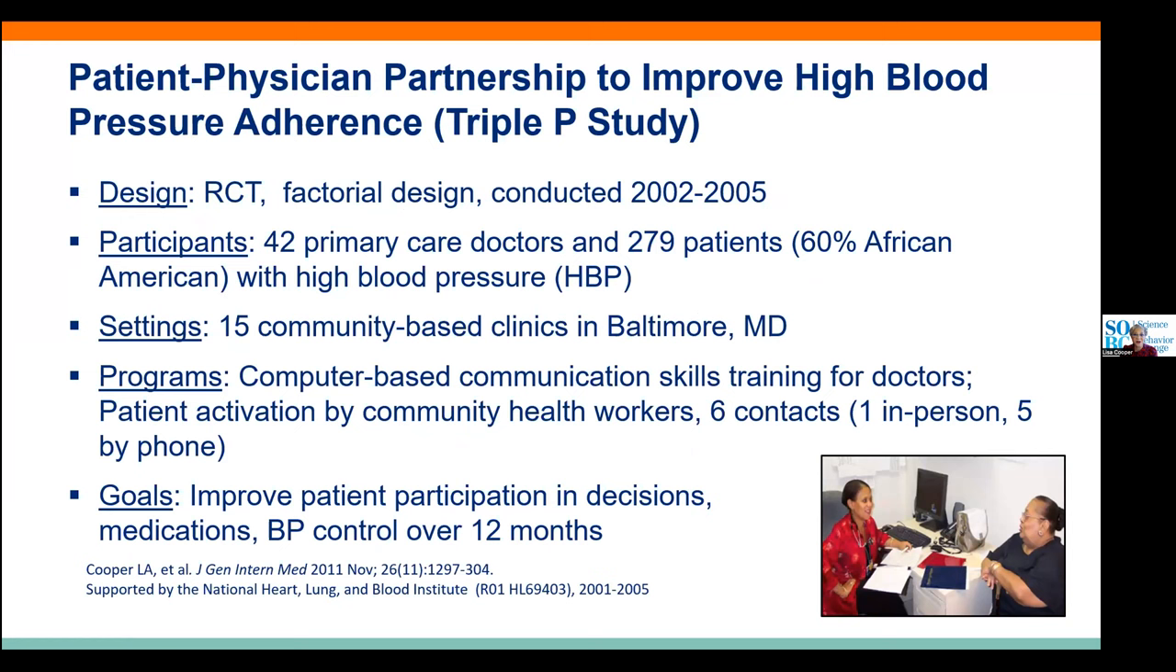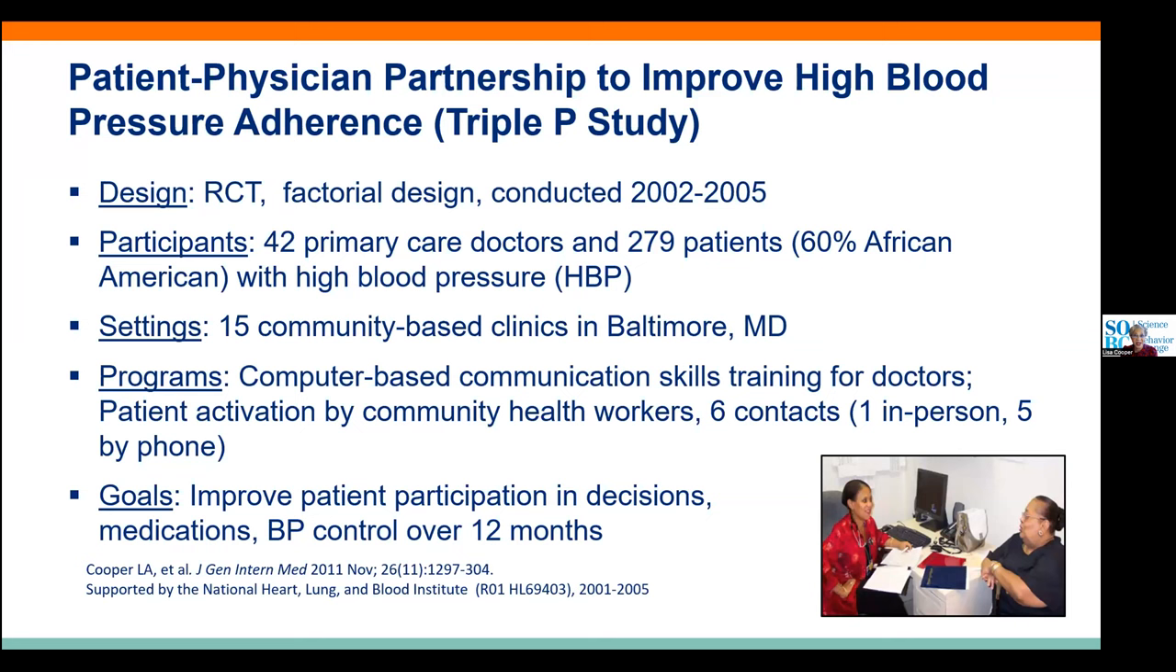It was a factorial design, meaning that we randomly assigned clinicians to get an intensive versus a less intensive intervention. And then among the physicians, we then randomly assigned their patients to get a more intensive intervention or to get a minimal intervention. So we had 42 primary care clinicians, about 279 patients, 60% of whom were African-American, all having high blood pressure. They were from 15 community-based practices in Baltimore.